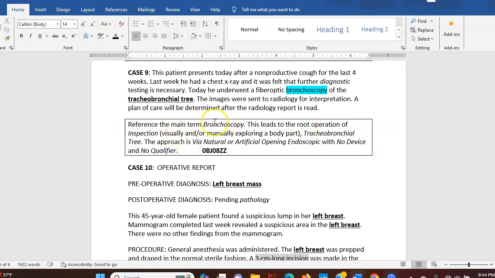Okay, so bronchoscopy, that's what we're going to look up, and it will lead us to the root operation of inspection, visually and or manually exploring a body part. And then we're going to look up the specific part. The approach is going to be via natural or artificial opening, endoscopic, so no device and no qualifier.